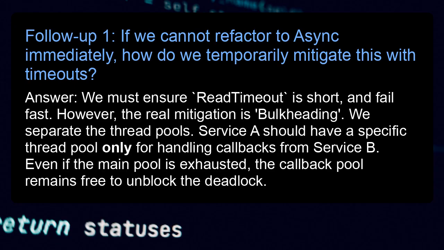Follow-up 1. If we cannot refactor to async immediately, how do we temporarily mitigate this with timeouts? Answer: we must ensure read timeout is short and fail fast. However, the real mitigation is bulkheading. We separate the thread pools. Service A should have a specific thread pool only for handling callbacks from Service B. Even if the main pool is exhausted, the callback pool remains free to unblock the deadlock.